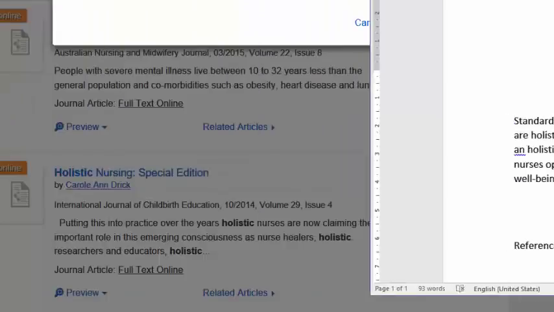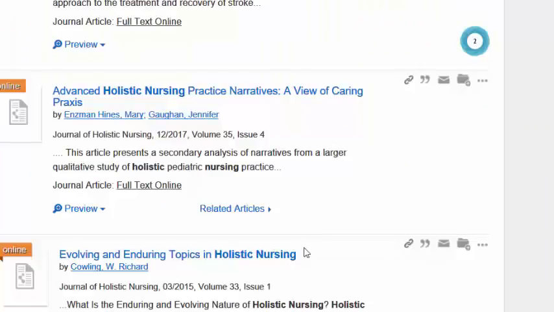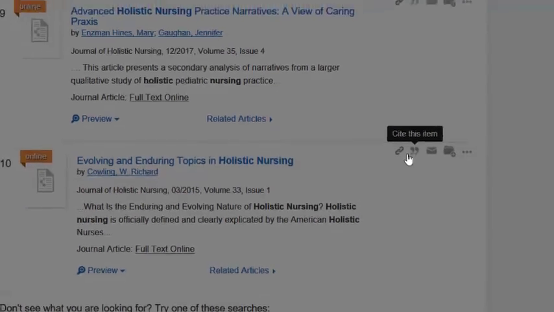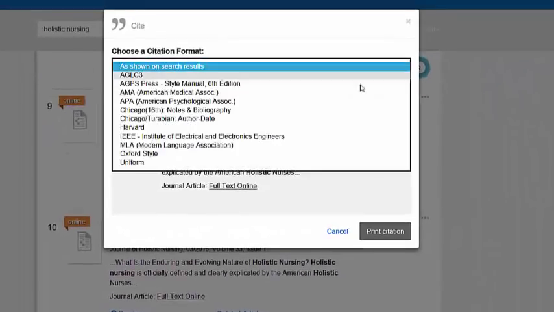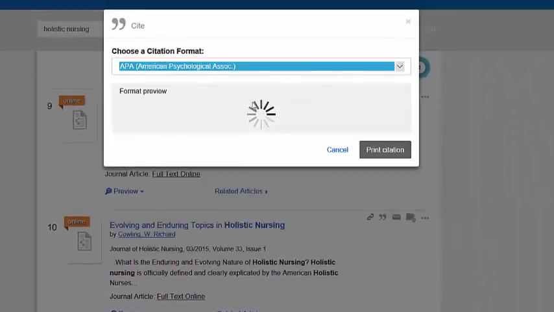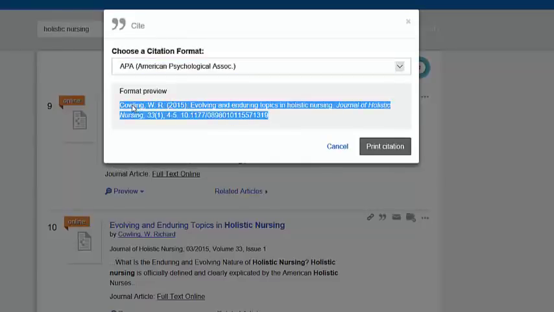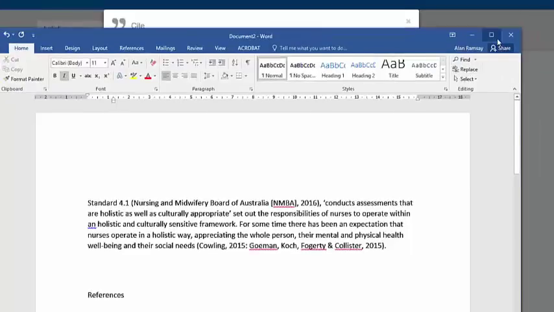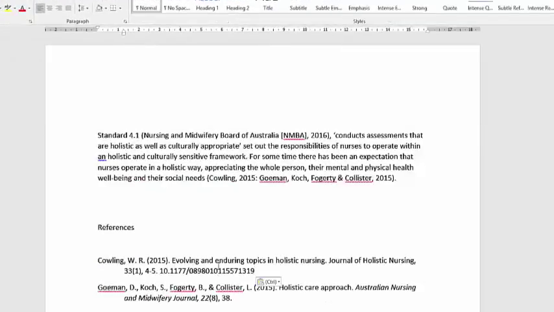Cowling, let's have a look at that one. Cowling, APA, Control C, and there it's already. Italic. So back to my paragraph.